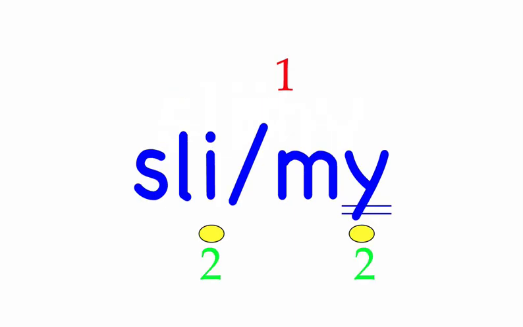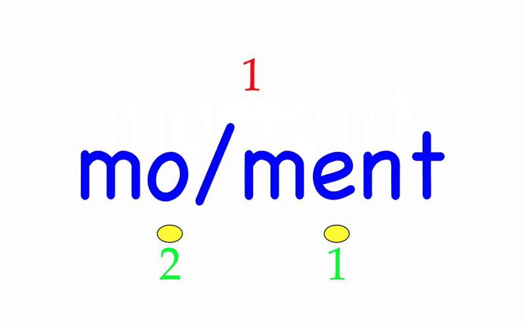Moment. Take a moment and think about what you want to say. Moment. Mo has two sounds, m, O. Meant, four sounds, m, E, n, t. Moment. Mark the word. Moment.